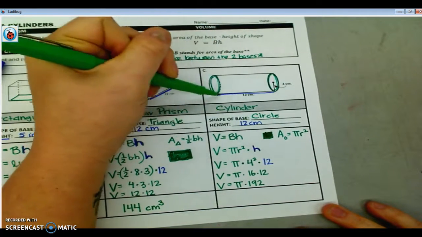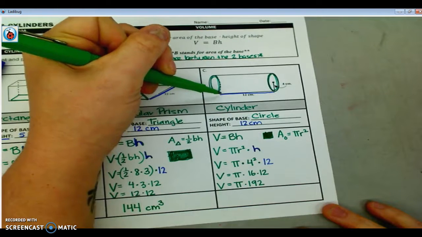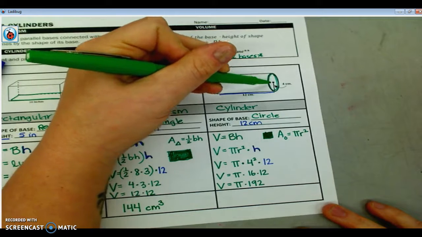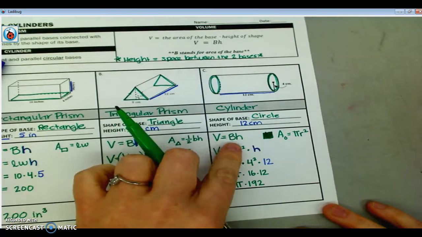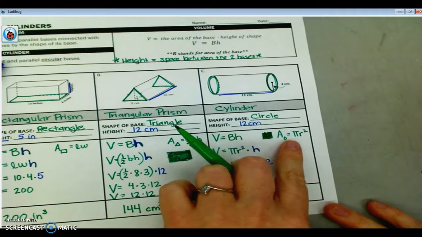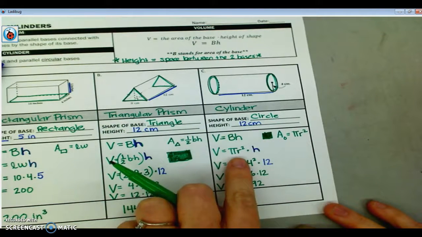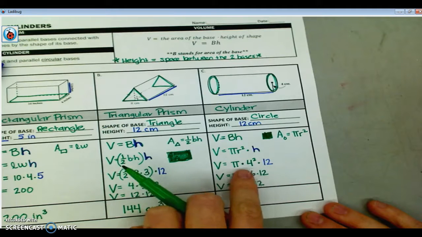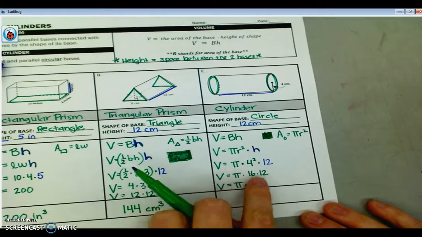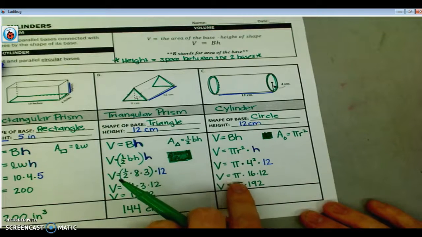The height of the cylinder is 12, and this right here is the radius of the circle of the base, so that's 4. So again, volume equals the area of the base times height. Well, the area of our base is a circle, so we use pi r squared. So I plugged that in, and then I filled in what I knew. I had 4 for the radius, and I got the 12 for the height. So like I said, I saved pi for the very end.